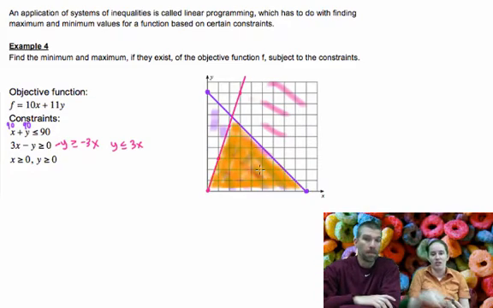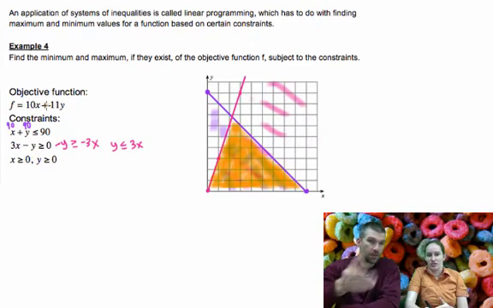All of these points, any point you pick in there, you can plug into these inequalities and get true statements. What we want now is to figure out which of those points will give us the maximum value when plugged into this function, to that objective function, and the minimum value.